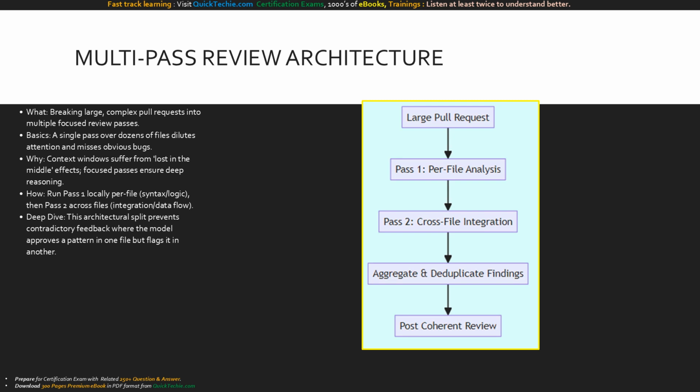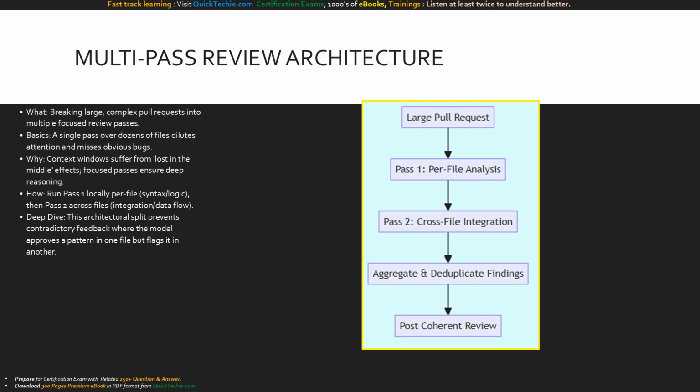When a pull request modifies dozens of files, asking Claude to review everything in a single pass is an anti-pattern. What happens? Attention dilution. The basics of large reviews require a multi-pass architecture. Why do we need this? Because a single pass review will produce inconsistent results, missing obvious bugs in some files while overanalyzing others due to context window limitations. How do we structure this?